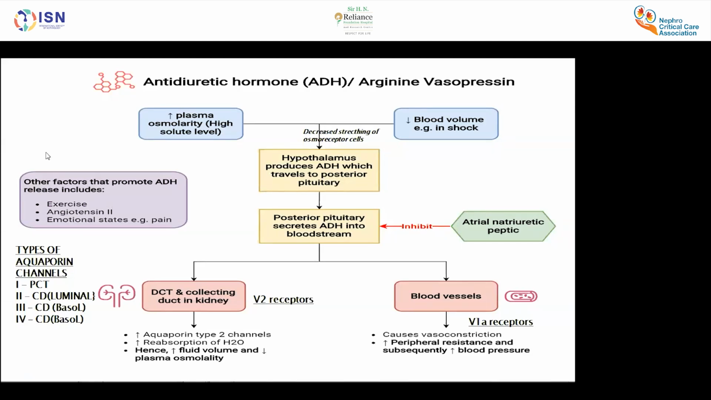V1A receptors are responsible for vasoconstriction, which leads to an increase in BP, and V2 receptors are present in the kidneys, where stimulation of V2 receptors leads to increased expression of aquaporin type 2 channels, which are responsible for reabsorption of water. So these two things are important in sodium balance.